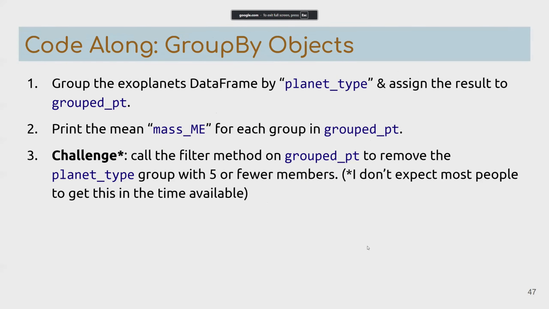I believe I'm going to have you do the, yes. So I had an example or code along where I wanted you to group the exoplanets data frame by the planet type and assign the results to this grouped planet variable. And then I wanted you to print the mean mass for each group. And if you're up to it, call the filter method on the grouped object to remove the planet type group with 5 or fewer members.